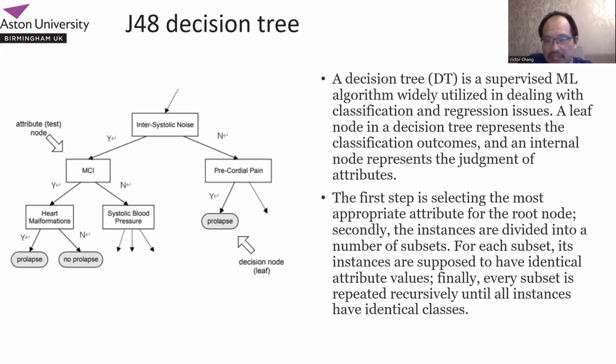The first step is to select the most appropriate attribute for the root node. Then the instances are divided into a number of subsets, as you can see here. For each subset, the instances are supposed to have identical attribute values. Each subset will be repeated recursively until all instances have identical classes.